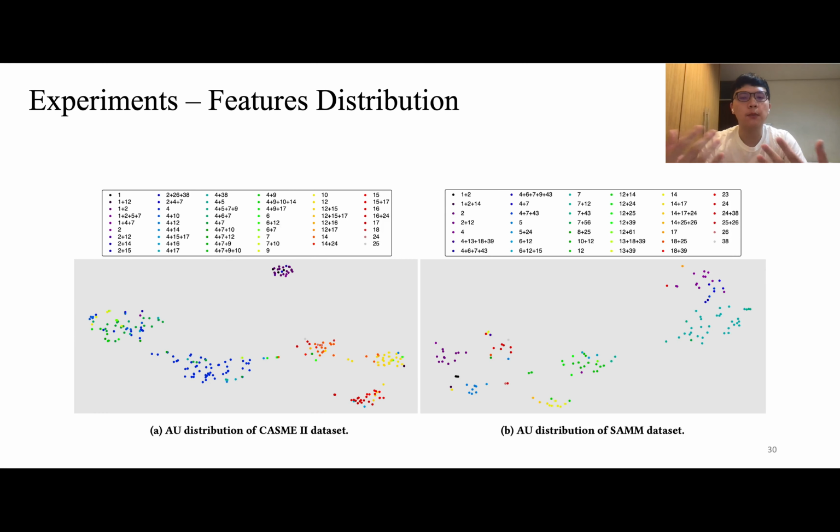To show that our model can really capture the AU features, we just plot the features distribution. The left one is for the Casimir-2, and the right one is for the SAM. From these 2 distribution plots, we can easily observe that our model can cluster the similar labels into the same cluster. Here the legends represent the AU labels. The plus sign is just used to connect multi-AU labels. So the similar color represents similar AU labels.